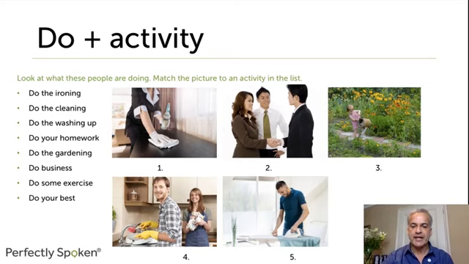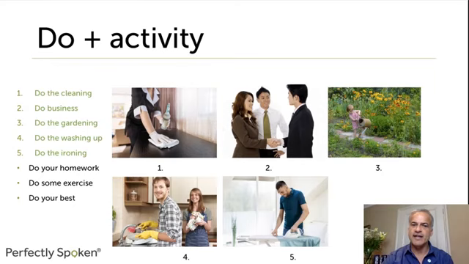Okay. So here are the answers again in green. So test yourself. Do you remember what's number 1? Do the cleaning. Number 2, do business. Number 3, do the gardening. Number 4, do the washing up. Number 5, do the ironing. Iron. Do the ironing. Good.